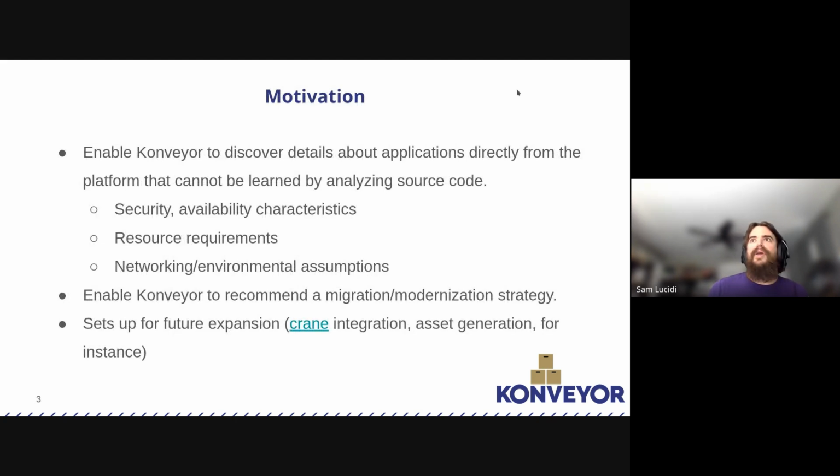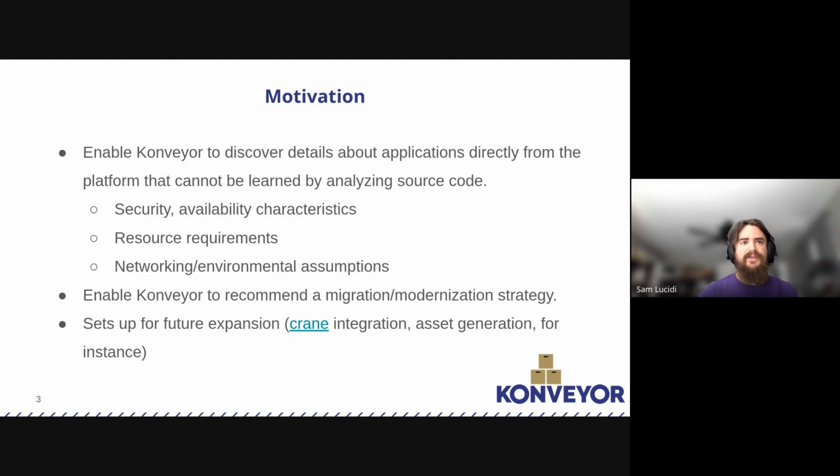So the motivation is really, in order to more fully support the Konveyor methodology, we need Konveyor to be able to discover details about applications that aren't present in the source. These can be things like security and availability characteristics, resource requirements, or other environmental assumptions about the security environment that the application is operating within, its networking environment, other incidental applications that it might have dependencies on that are not clearly specified in the source.